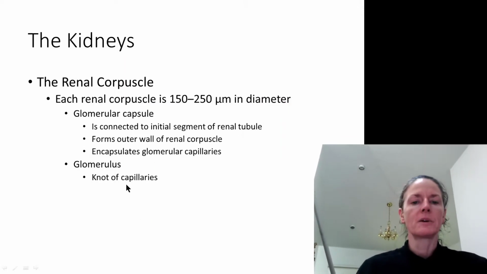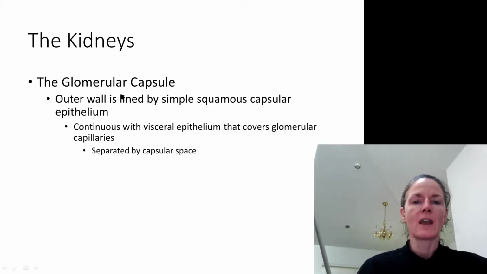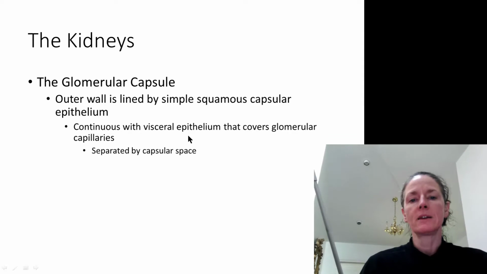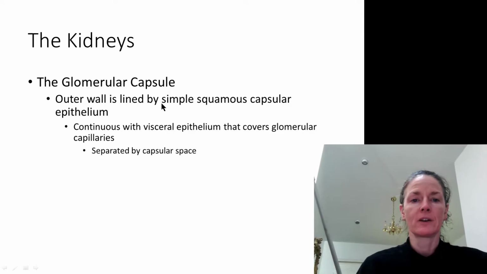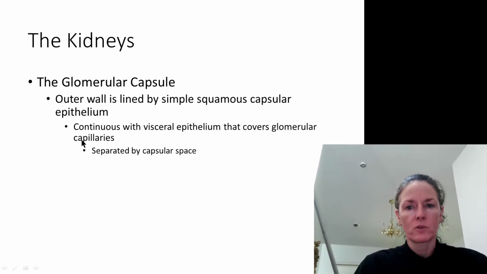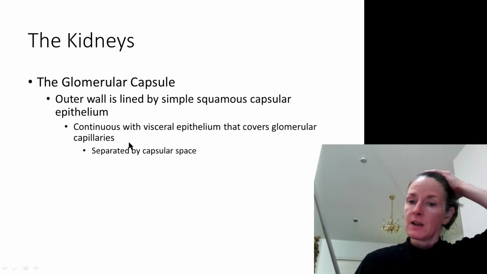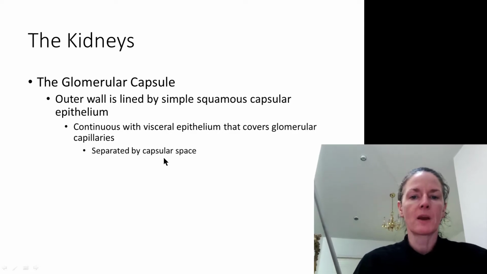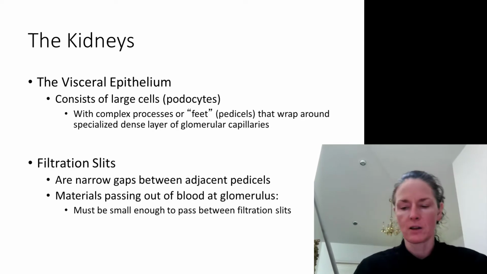All right, so the glomerulus literally is a knot of capillaries, and this is where filtration is going to happen. So the outer wall is going to be lined by a simple squamous, what we call capsular epithelium, that is continuous with the visceral epithelium that covers the glomerular capillaries. So the outer wall of our renal corpuscle, our Bowman's capsule, is a simple squamous capsular epithelium. And then that's going to be continuous with this visceral epithelium that covers the glomerular capillaries, and this is comprised of our podocytes. And then we have our capsular space, and this is where the filtrate is going to go when the blood plasma is filtered through the glomerulus.